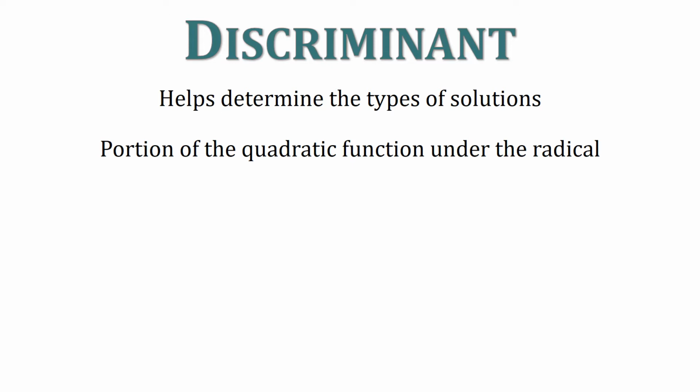So let's review the quadratic formula. Negative b, plus or minus square root of b squared minus 4ac, all over 2a. Now the portion that we're going to use, remember, is only the part underneath the radical. So the b squared minus 4ac.